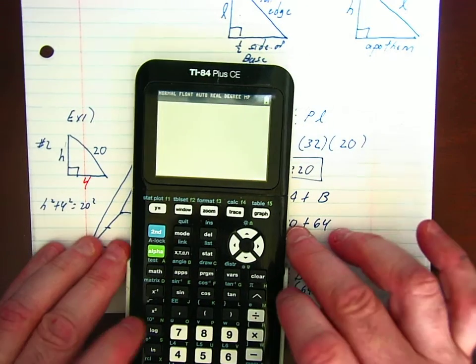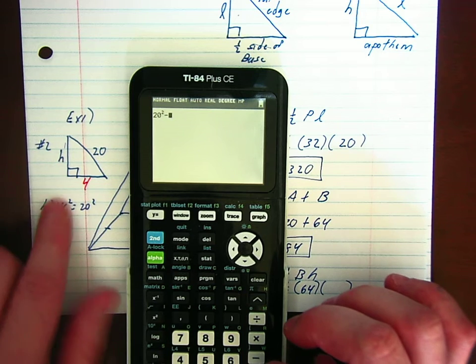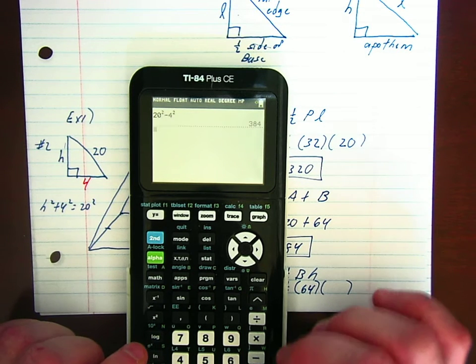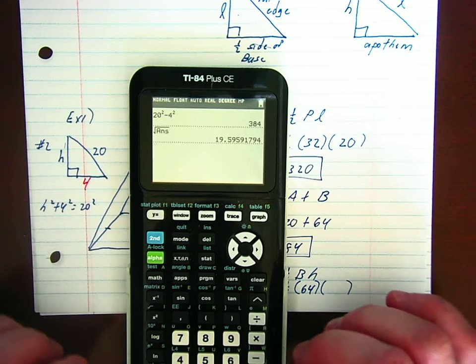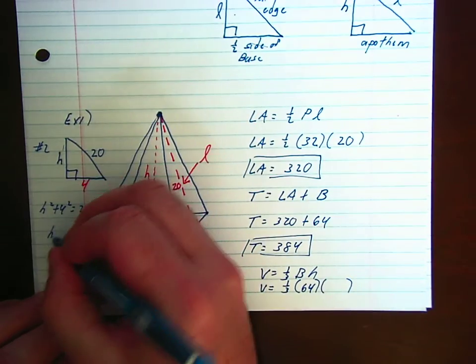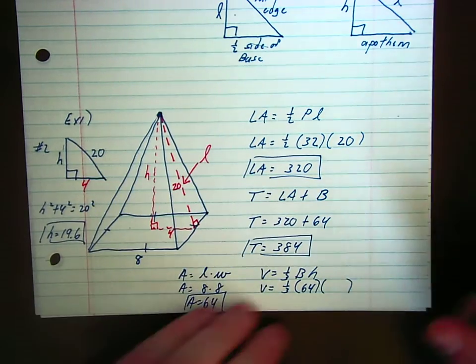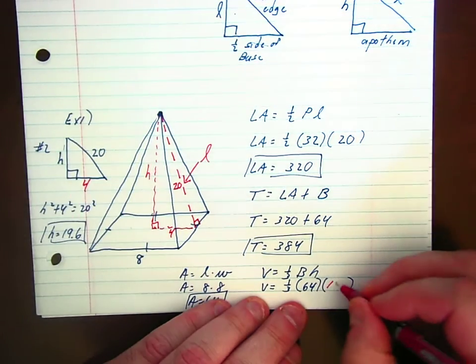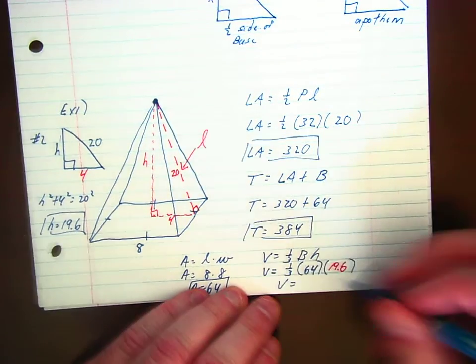I had 20 squared that I got to subtract over the 4 squared. I get 384, and then I'm going to take the square root of that, 19.6. So H is 19.6. Put that in here. And now you can find your volume.